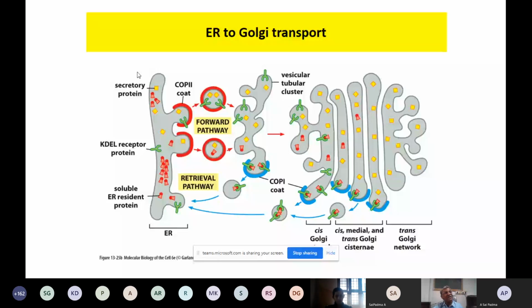The next important aspect about glycoprotein biosynthesis is that once this core oligosaccharide is generated, it has to be processed further. And this processing occurs in the Golgi apparatus, which consists of 3 independent units sequentially arranged: the cis Golgi, the medial Golgi, and the trans Golgi network.